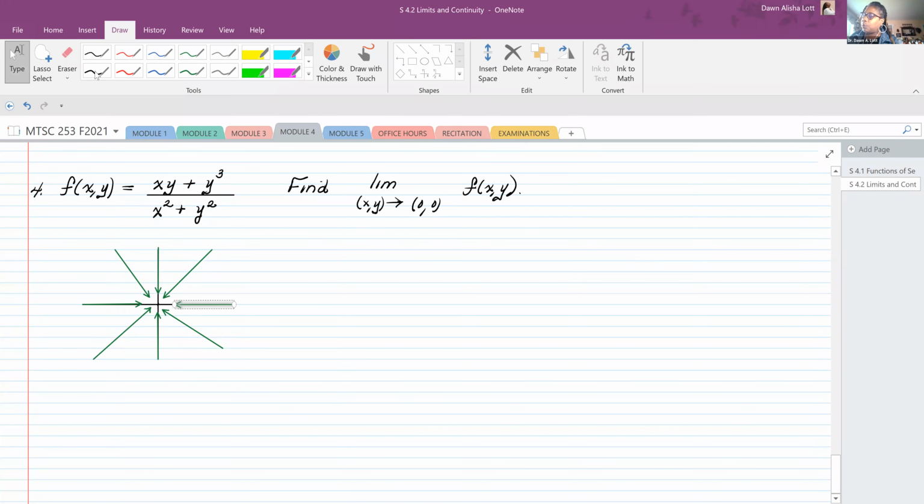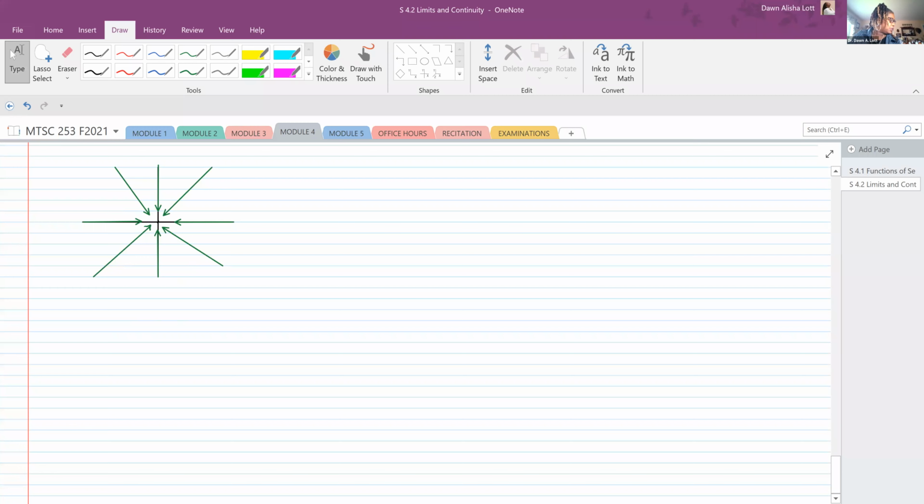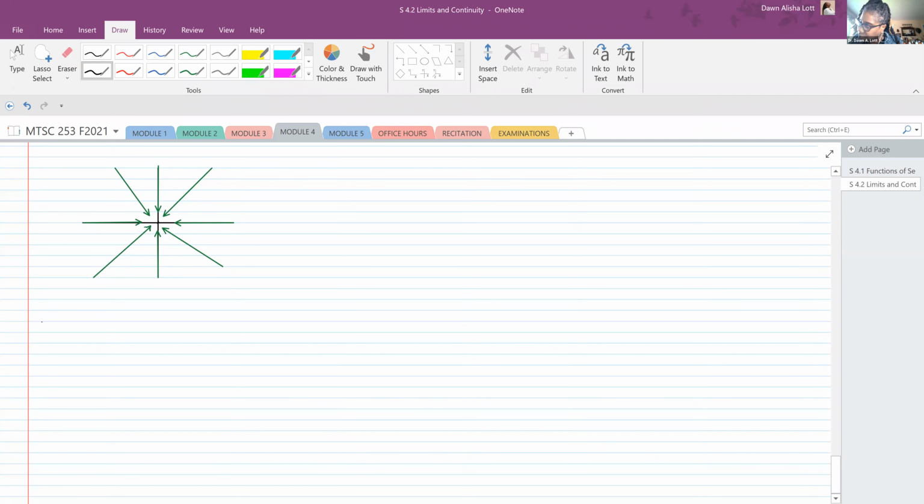So the trigger here is when I look at this, I see that this is x times x, this is y times y, this is x times y. Each one of those is on the order of something squared, whereas this thing is cubed. So that's the indication right away that something's not going to work. But let's take the limit along a couple of different directions.